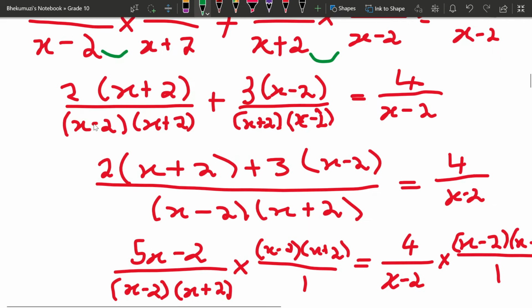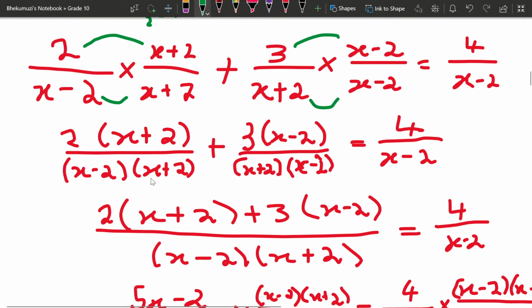From there, it's mostly just simplification. Now remember, x minus 2 and x plus 2 are the same as x plus 2, x minus 2. The order doesn't matter, because this is algebra, and in algebra things are commutative, right? So the denominators are the same, and with fractions, when the denominators are the same, we add the numerators, and that's what happened in the next step, where it's 2x plus 2 plus 3x minus 2.